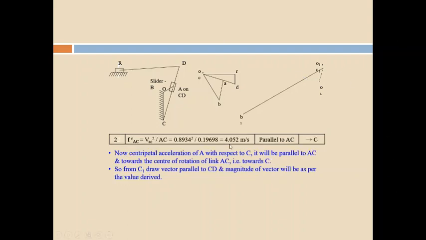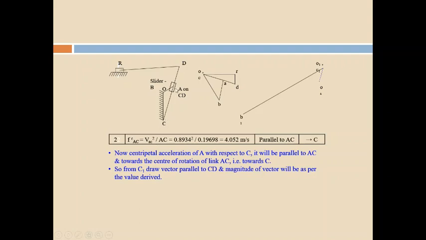So the value is 4.052 meter per second. Suppose you are scaling, it means you are going to scale it according to the ratio which you have selected. For example, you have selected 1 centimeter equal to 5 meter per second, it will come around 0.9. So draw a line in the opposite direction, or radial line in the opposite direction.